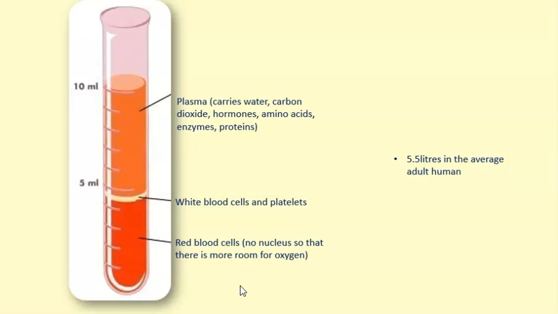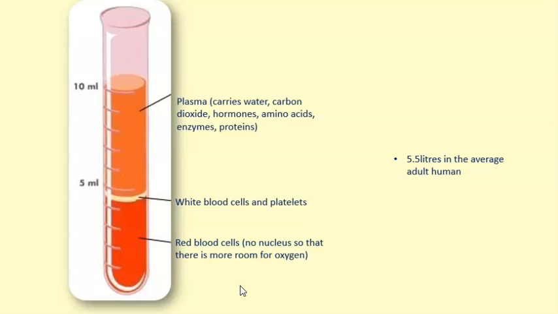So the red blood cells carry oxygen. They contain a protein called hemoglobin, and when oxygen enters the blood, the oxygen joins with the hemoglobin and it makes oxyhemoglobin, and the oxygen is then delivered to the respiring cells. So any cells that are doing respiration, oxygen needs to be delivered there. So please just remember that red blood cells contain hemoglobin and they carry oxygen.